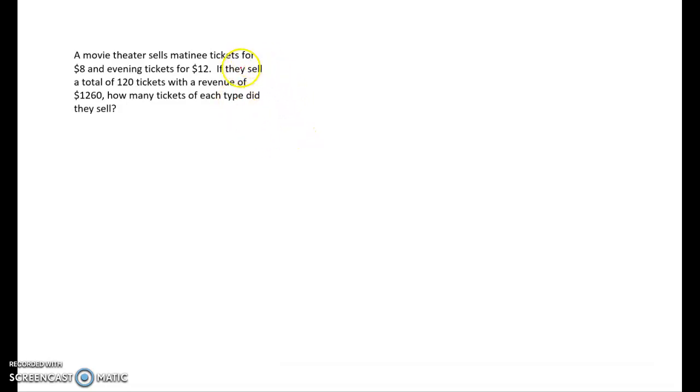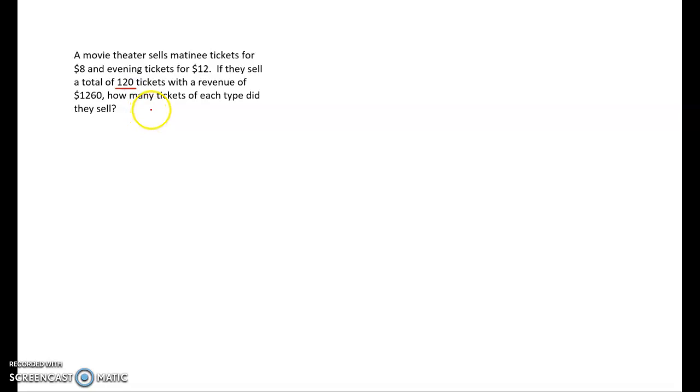A movie theater sells matinee tickets for $8 and evening tickets for $12. If they sell a total of 120 tickets with a revenue of $1,260, how many tickets of each type did they sell? So we know total they have sold 120 tickets.